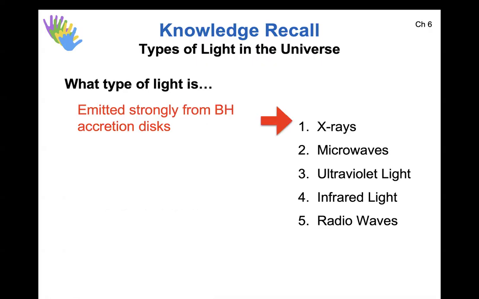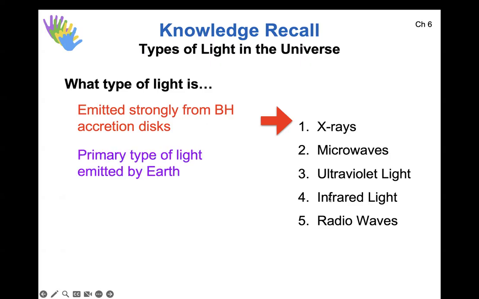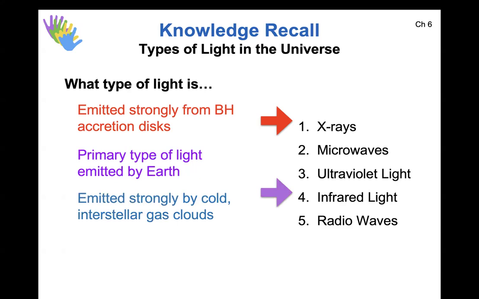All right. And then what type of light is emitted strongly from the black hole accretion disks? Well, I mentioned that before. X-rays. Primary type of light emitted by Earth: infrared. Emitted strongly by cold interstellar gas clouds: that's going to be radio waves. Light making up the cosmic microwave background radiation: I told you that one.